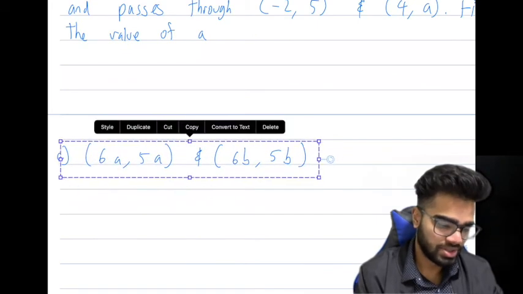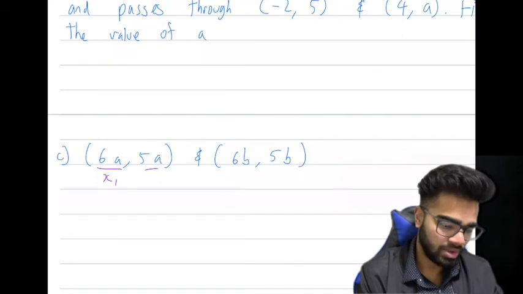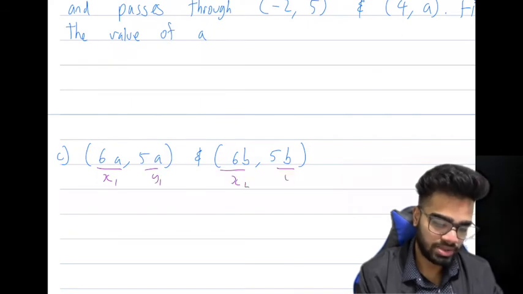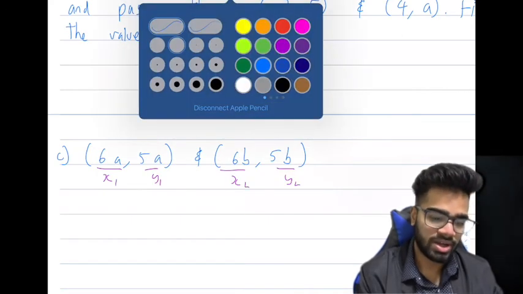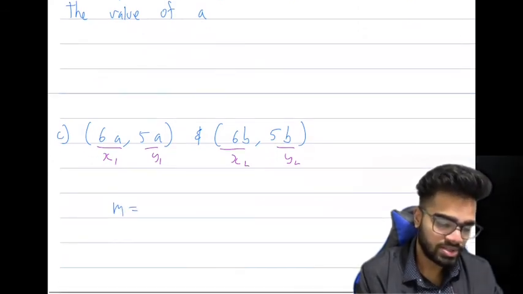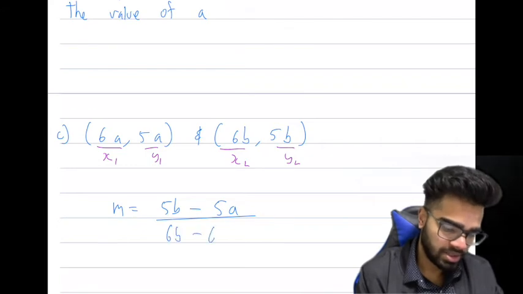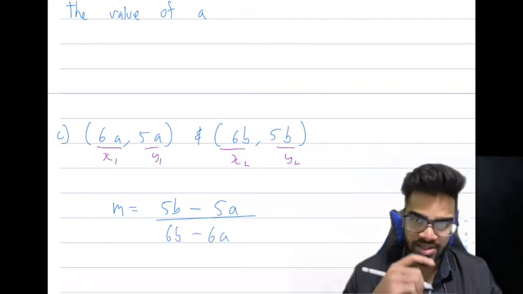All right. So this question: 6a, 5a, 6b, and 5b. So again, I'll label x1, y1, x2, y2. Now we'll plug it into the formula. So m is equal to y2 minus y1, 5b minus 5a, over 6b minus 6a. All right, so this one's a little bit more interesting.